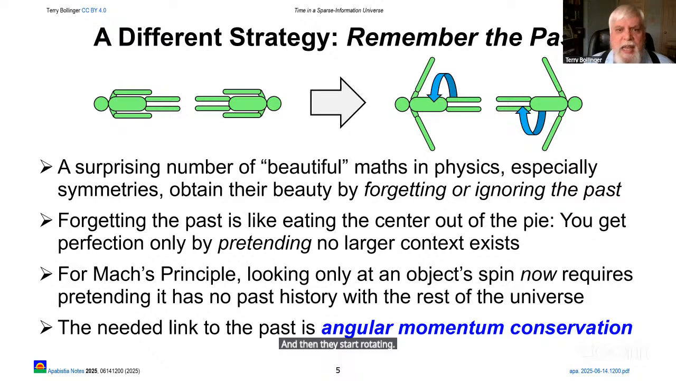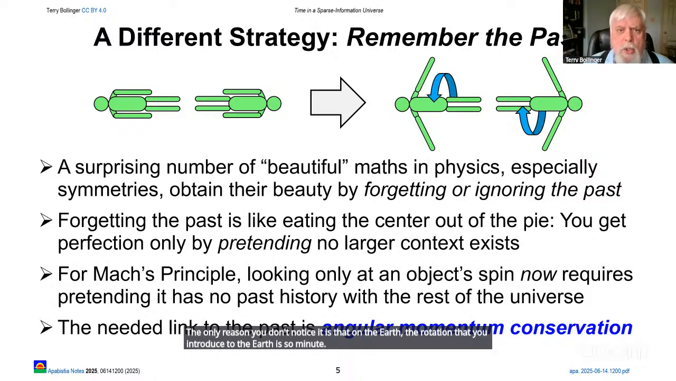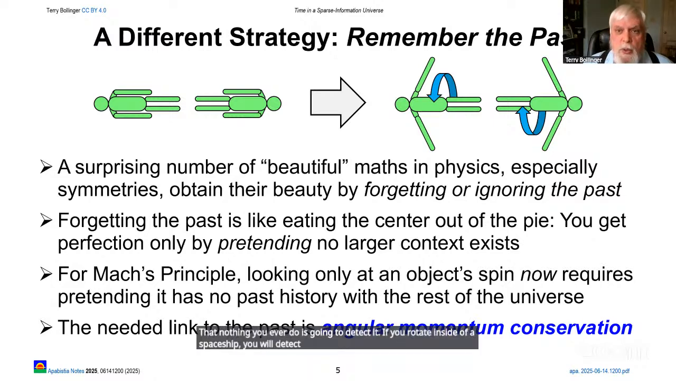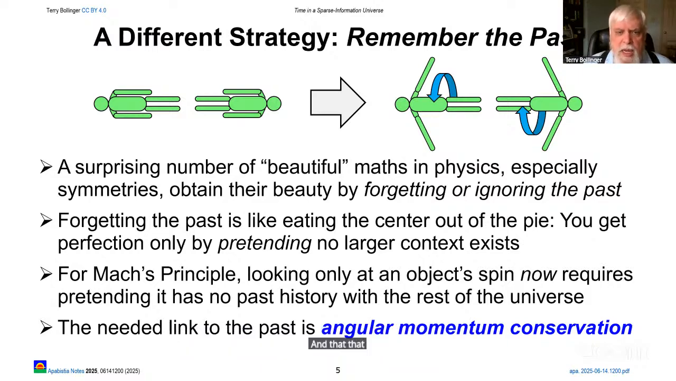Now, when you're standing on Earth, you're doing the same thing. The only reason you don't notice it is that on the Earth, the rotation that you introduce to the Earth is so minute that nothing you ever do is going to detect it. If you're rotating inside of a spaceship, you will detect it. So it's a matter of scale. The asymmetry of mass can mask the fact that you are doing these counter rotations. You're creating these rotations going one way and the other way, and that's the source of the rotation.